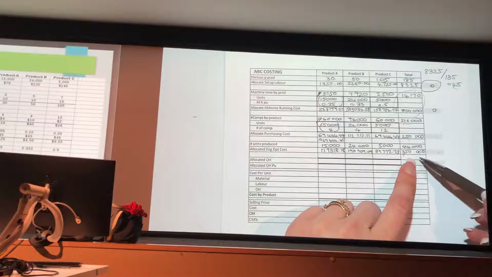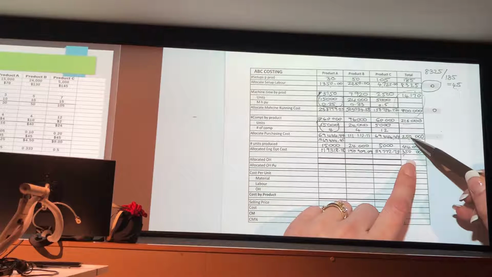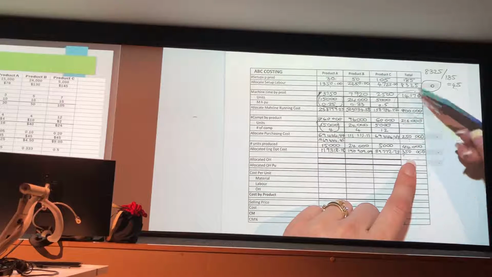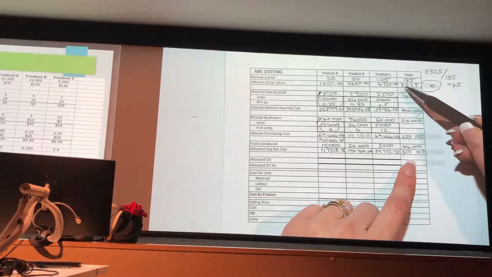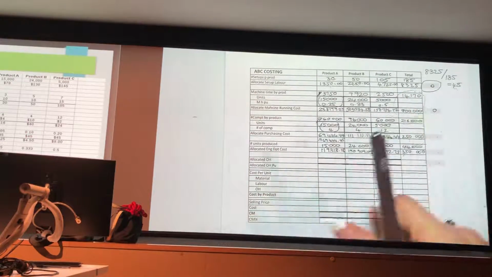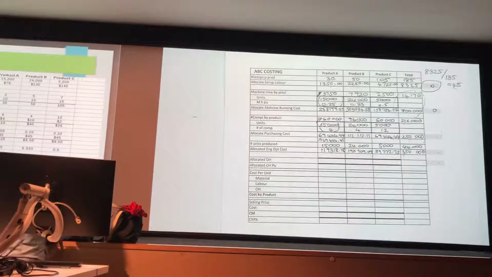Now, if you add up your 350, your 250, your 900,000, and your 8,325. Sorry, let me get a highlighter. Make it easier on the eyes.